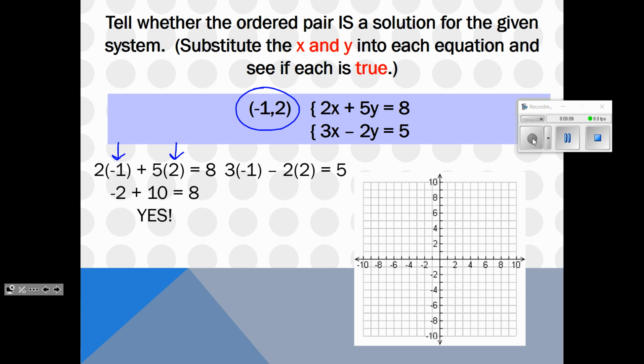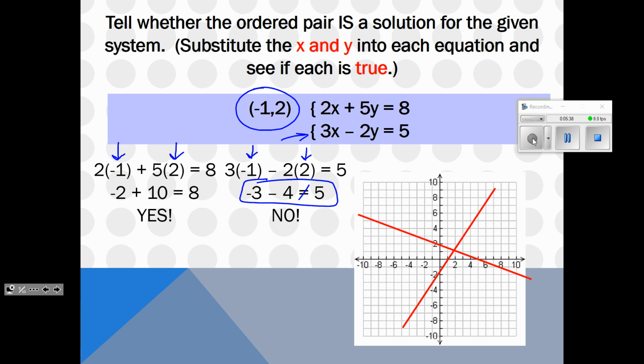Let's check it for the second line, which is right here. We plugged in -1 for x and 2 for y. 3 times -1 is -3. And then -4, so -3 minus 4 would actually be -7. So that one does not check out because this is not a true statement. It's not equal. It has to satisfy both equations in order for it to be true.